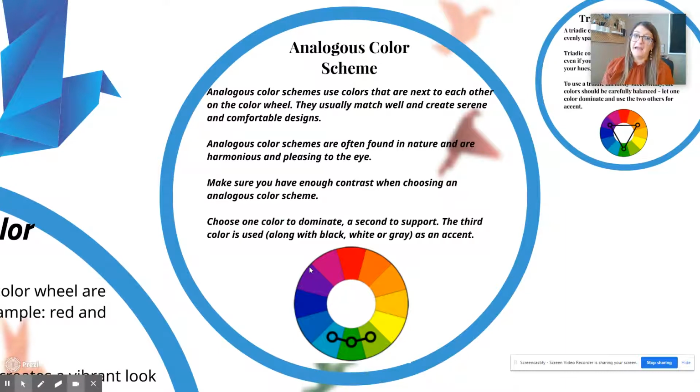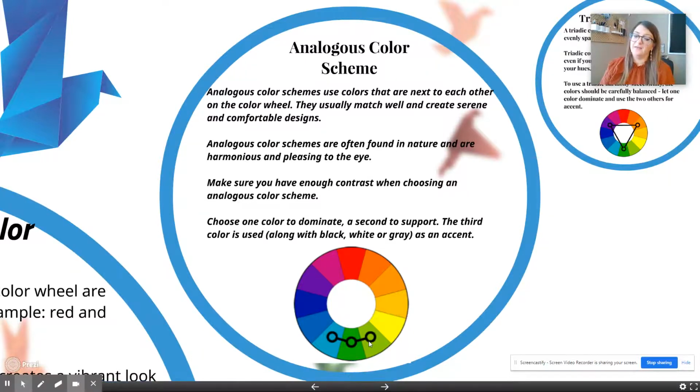Analogous color scheme. Analogous color scheme is three colors next to each other on the color wheel. So this is often found in nature, and they're harmonious and pleasing to the eye. This is my favorite color scheme. So you could have blue-green, green, and yellow-green, or you could have red, red-orange, and orange. However you want it, just three next to each other. This is very harmonious and a great piece of artwork in my opinion.